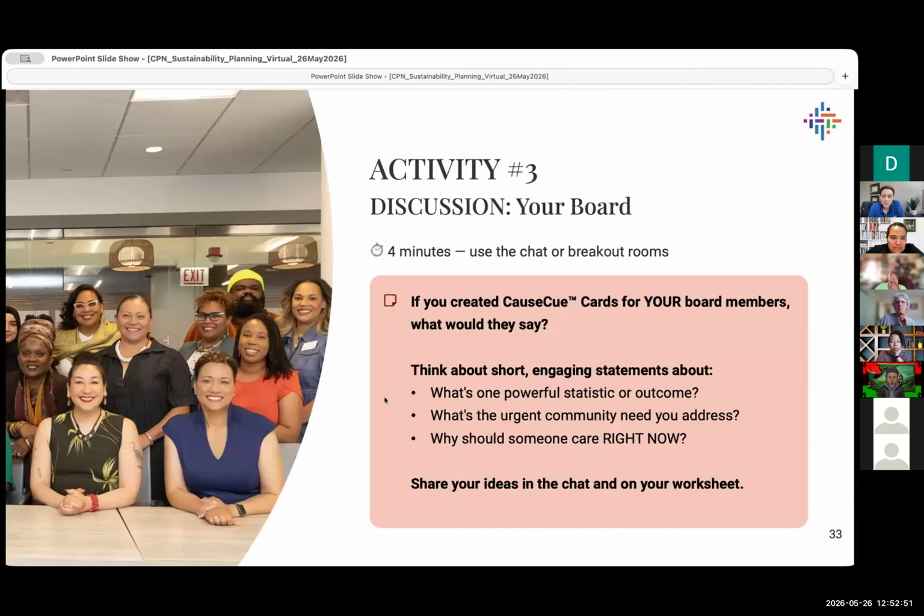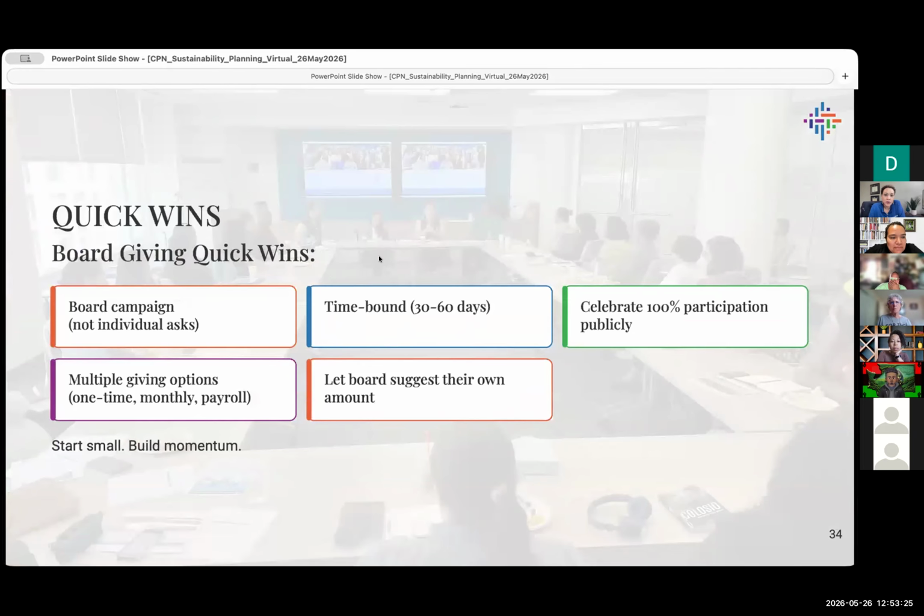I told you about the cause cue cards. Think about if you were to create one for your organization, what would they say? Think about short, engaging statements. What's one powerful statistic or one powerful outcome that you've achieved, or one story that you want to tell about that mother that came into your clinic, it was her last resort, and you guys were able to help her in a way that no one else was able to help her? What's the urgent community need that you address, and why should someone care right now? What's the important part there? Share your ideas.